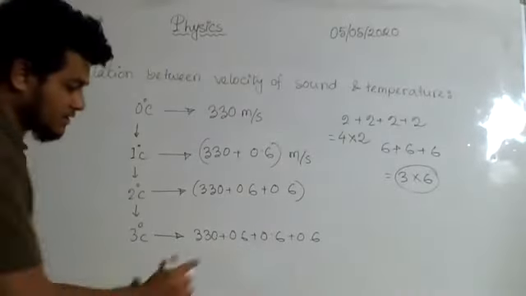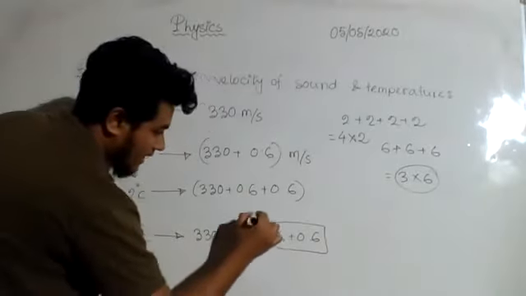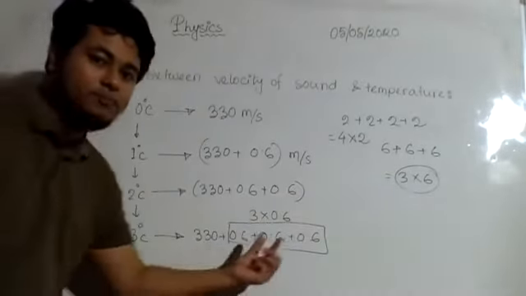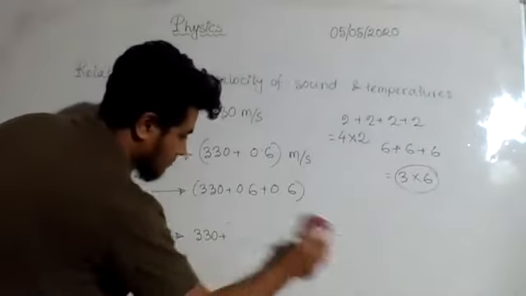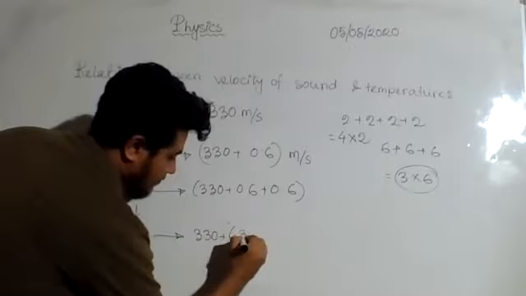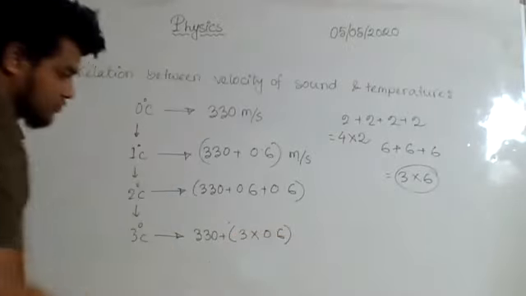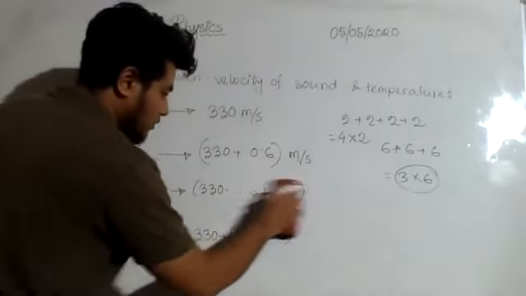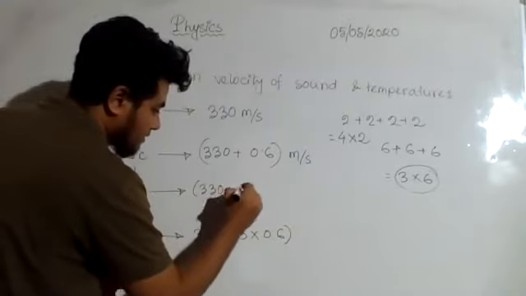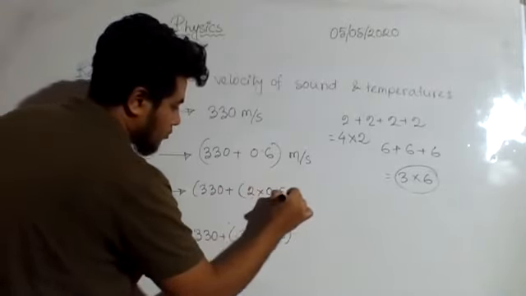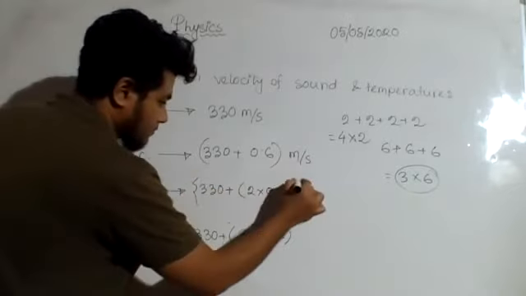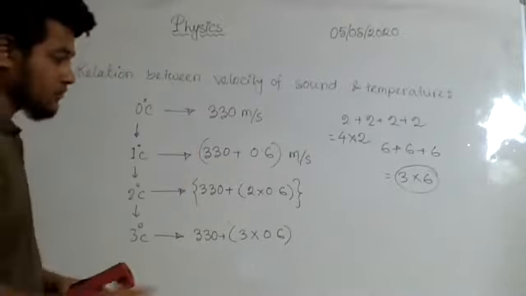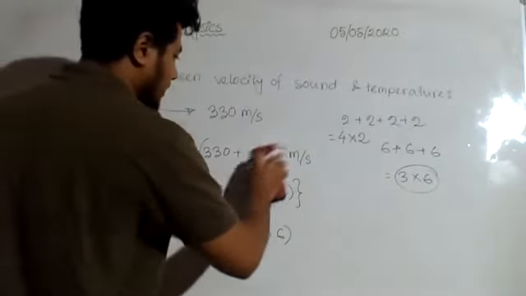In a similar manner, can I write it in this way: 3 into 0.6? There are 3 0.6s, so I can write this thing as 3 into 0.6. Now let us take a look. Here we have 2 0.6s, right? So I can write it in this way, plus 2 into 0.6. Would you disagree? No. Now there is 1 0.6, right? Only 0.6 is there. So can I write it in this way?